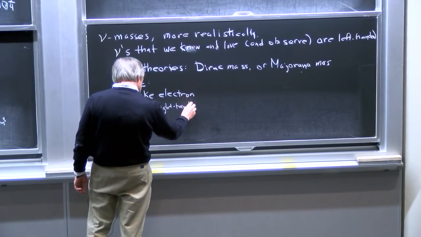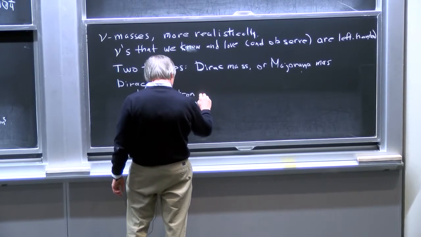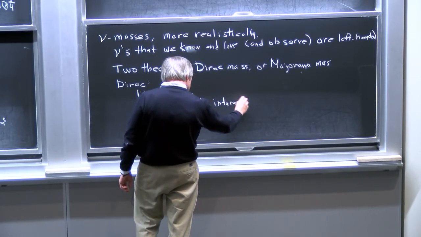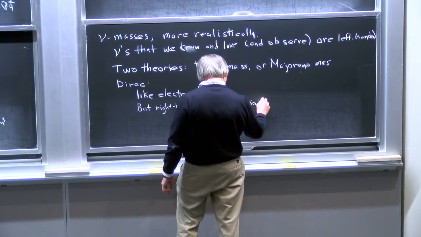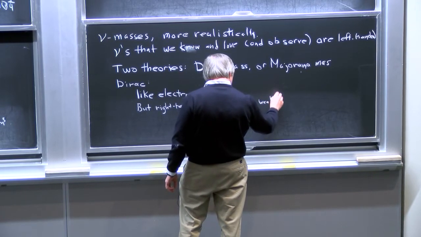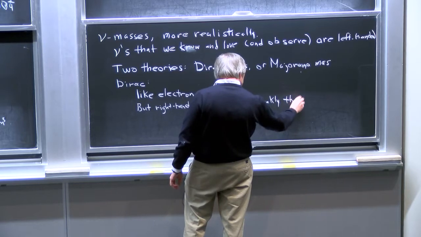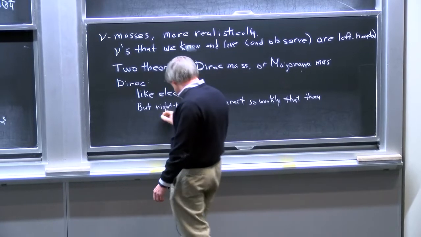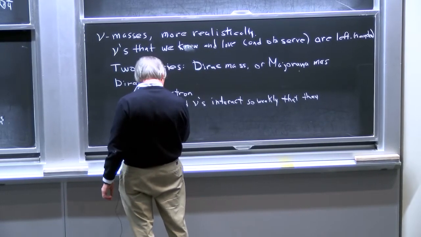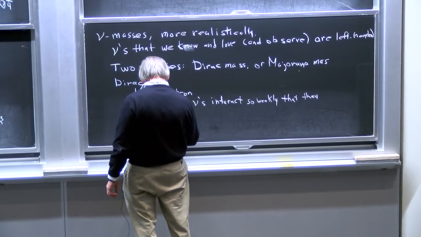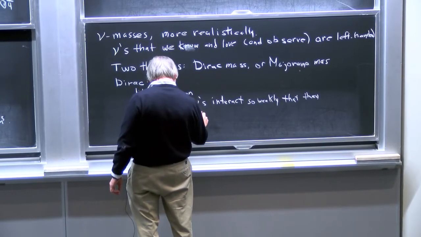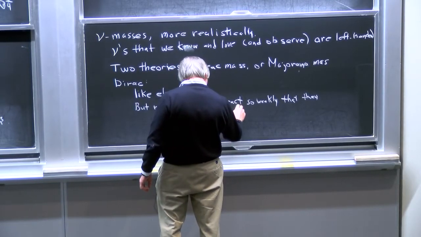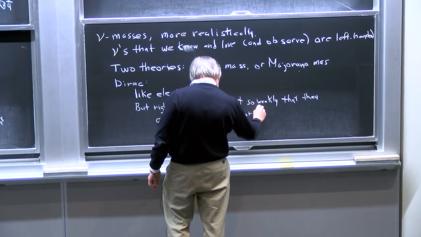So right-handed neutrinos interact so weakly that they are not seen in the lab or in the early universe.